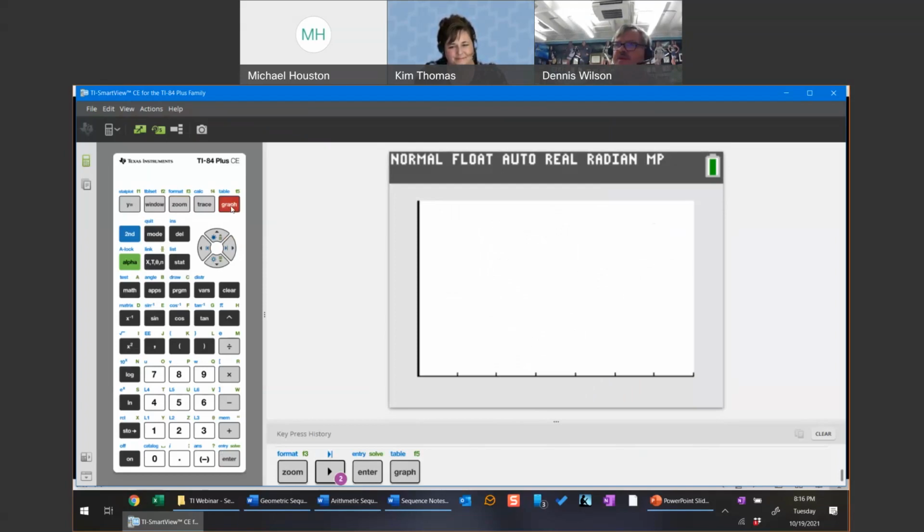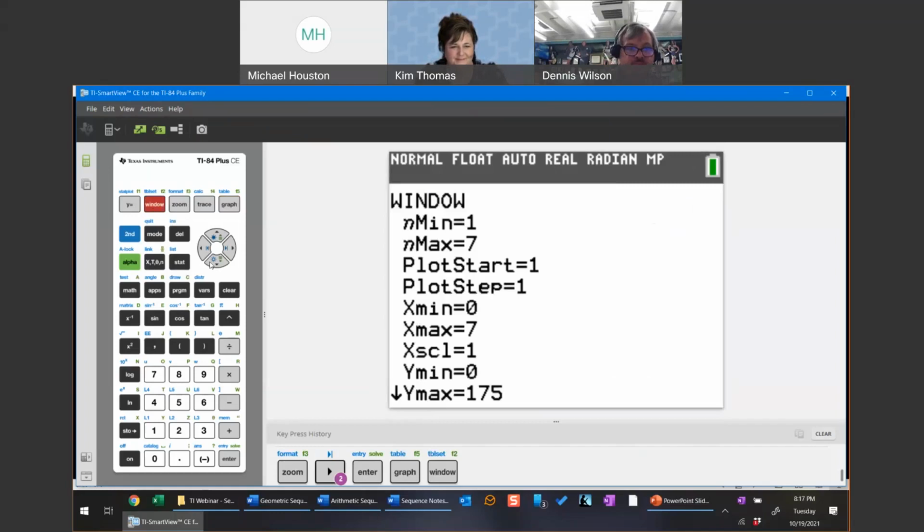What happened? I had 7 distinct points for both of them. But what's happening now is the x-axis is the amount of money I was getting paid. And then the y-axis is the number of stories I was writing. So I need to go back to my window, and because the x-axis was the amount of money I was getting paid, I'm going to do 7 times 25 for the x max there.